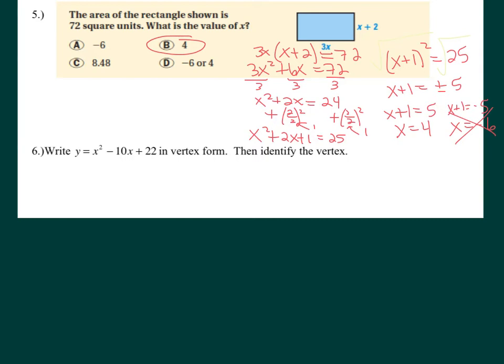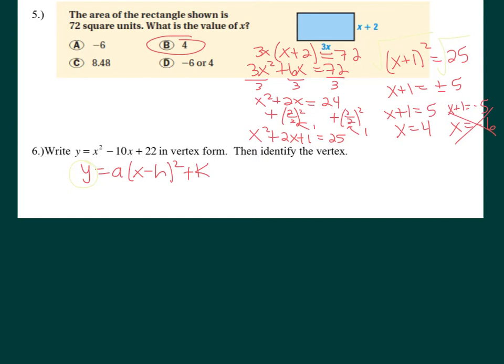So in example 6, we have y equals x squared minus 10x plus 22. And they want us to write it in vertex form and then identify the vertex. So just a reminder, vertex form is when you have an a value times x minus h quantity squared plus some k value. We're going to use the same steps we did before, it's just that now you're going to leave the y value there. It won't be 0, and we won't end up solving with square roots. We'll just end up solving for y.